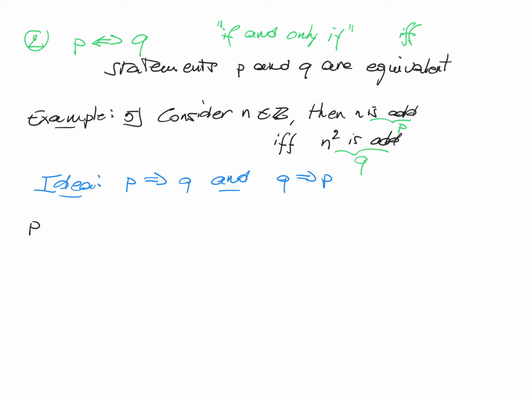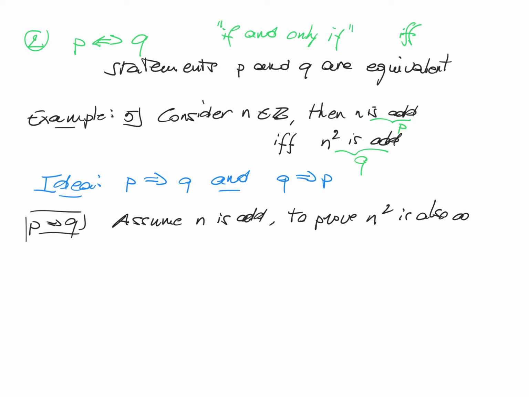Let's start with the first implication, P implies Q. So you always indicate which part you are proving before you start to prove. P implies Q means that we assume P is true. So we assume that n is odd, and then we need to prove that n squared is also odd. We will use a direct proof. So we will assume P is true. So here n is odd.